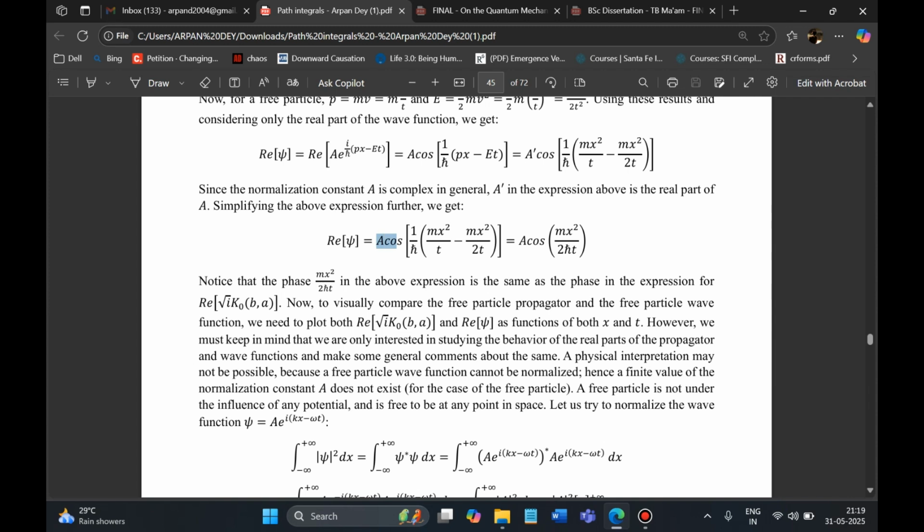I'm just writing a here. Don't get confused between a and a prime. Just a constant. So this is a cos of this thing right over here. Now if you simplify this expression, you can take mx square over t common, and you will be left with 1 minus half. So that's half mx square t. So that's basically mx square over 2t and 1 over h bar. So the real part of psi is a cos of this thing.